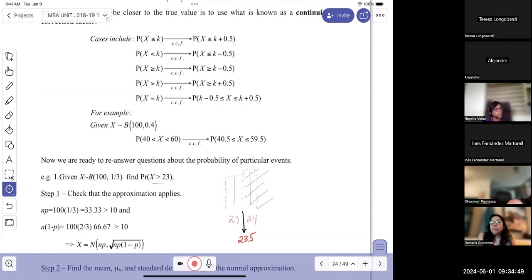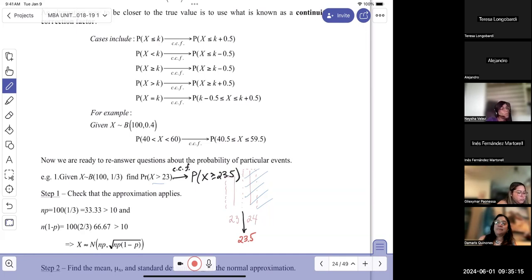So rather than solving the problem x greater than 23, I make a continuity correction, and I call it the continuity correction factor: x greater than or equal to 23.5. And that's what I solve. So I repeat the same problem, same steps, but I make that 23.5 instead of greater than 23. All right, and that will account for and give me an exact value.